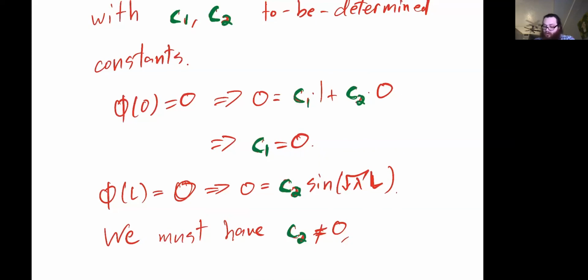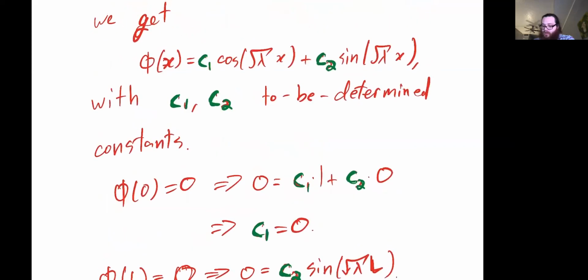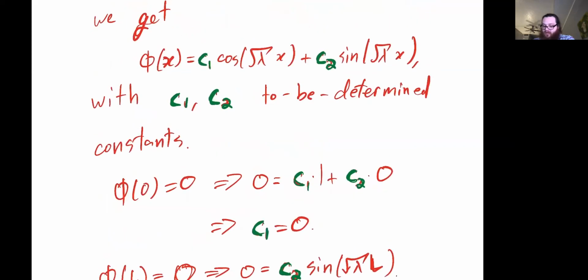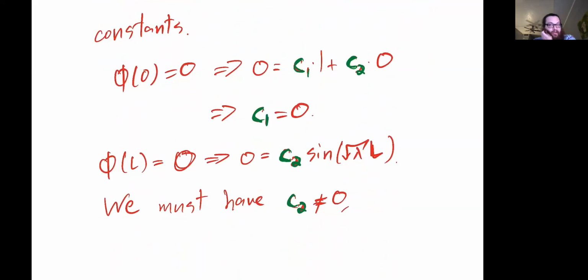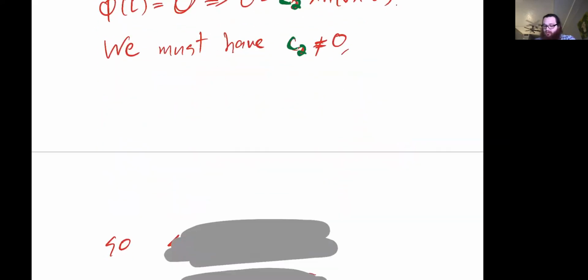Here what we're dealing with is something times something else is 0. So one of these two things has to be 0. We don't want this one to be 0, because otherwise we'll have phi of x equal to 0 times something plus 0 times something. So phi will be a trivial solution, which we're trying to avoid. So c2 cannot be 0. So the only other possibility is that sine of root lambda L is equal to 0.